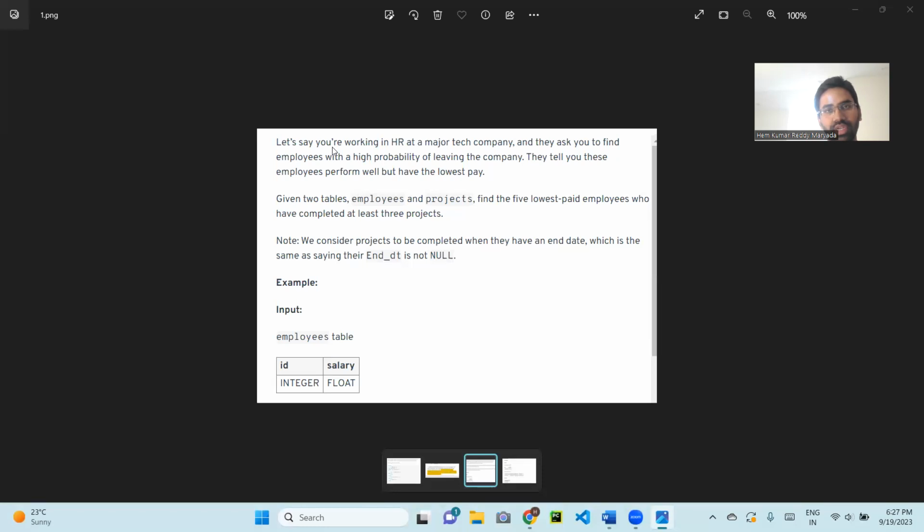Let's say you're working in HR at a major tech company, and they ask you to find employees with higher probability of leaving the company. So here we are trying to capture where there is higher probability that the employee will leave. They tell you these employees perform well but have the lowest pay. Give me 1 second, I'll start annotating. Probability of leaving the employee, and their pay is low.